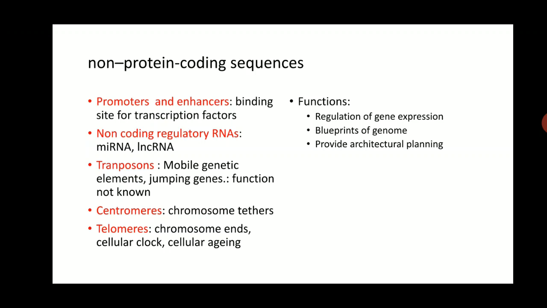The centromeres are the central areas of the chromosomes which act as tethers, and during mitosis they help in tethering of the two chromatids. The telomeres occur at the ends of the chromosome and they act as a cellular clock. You might have already learnt about telomeres and cellular aging in the chapter on inflammation and cell death.